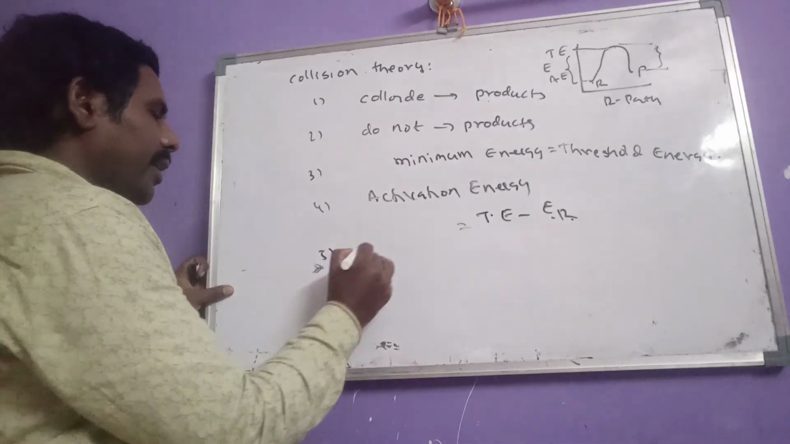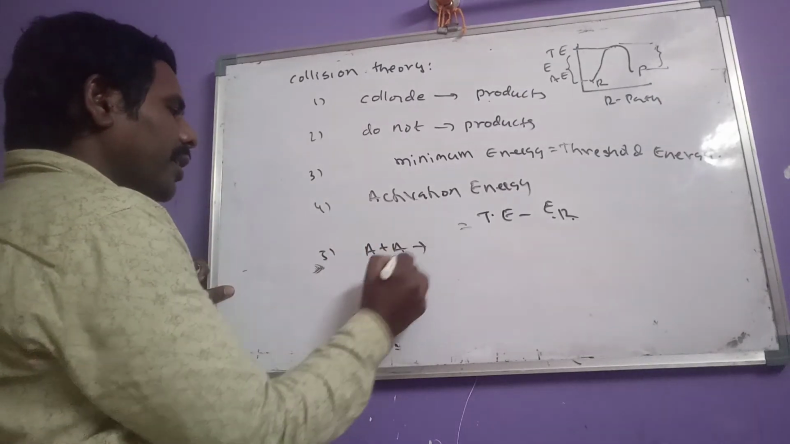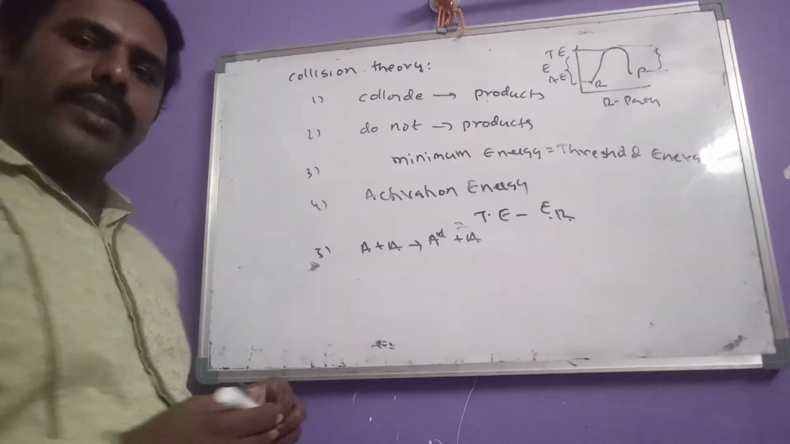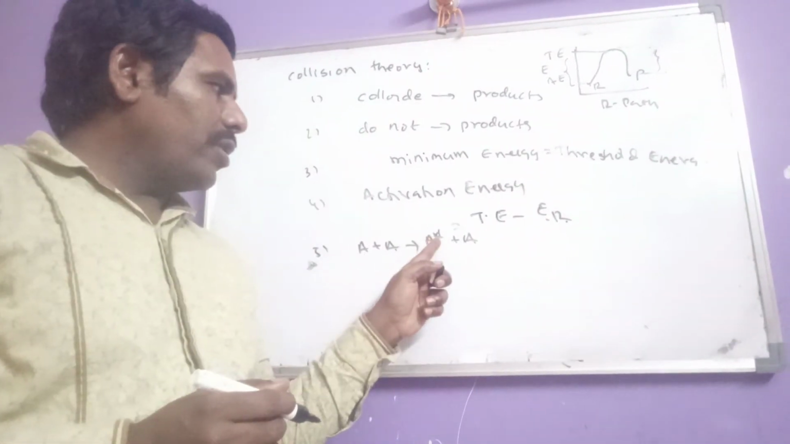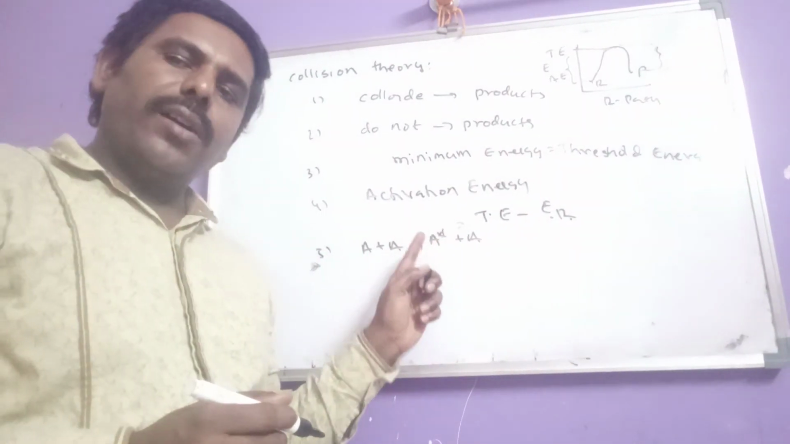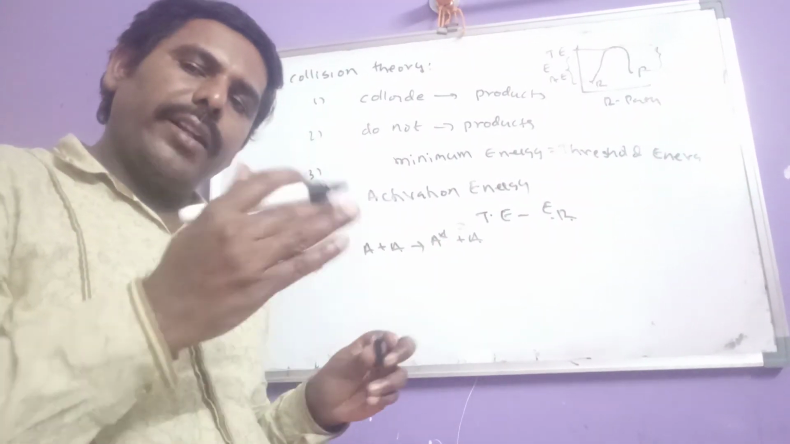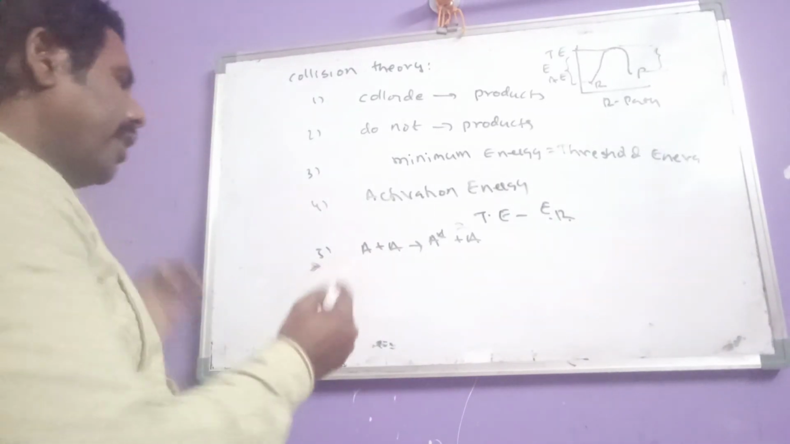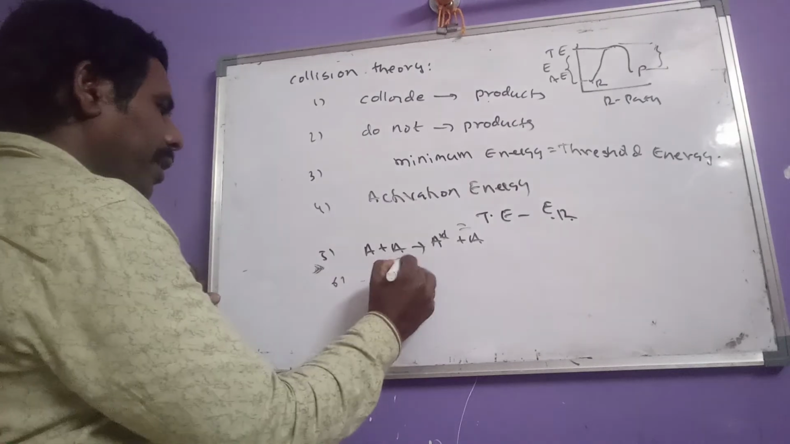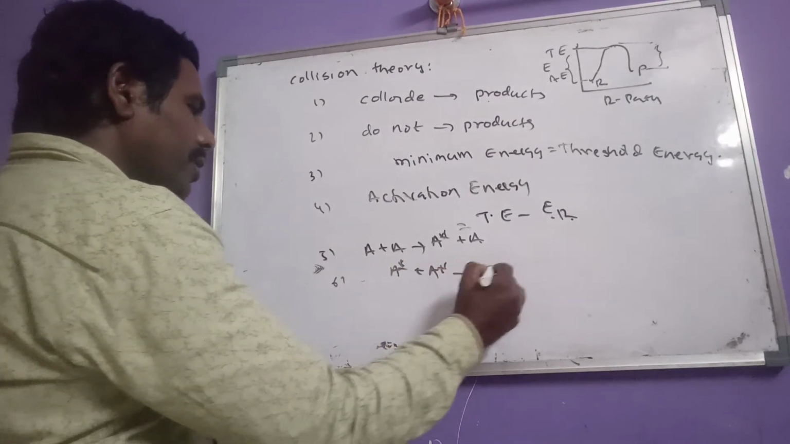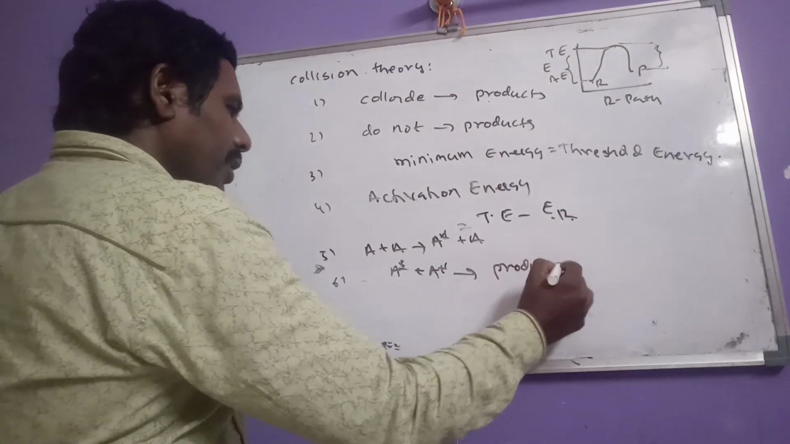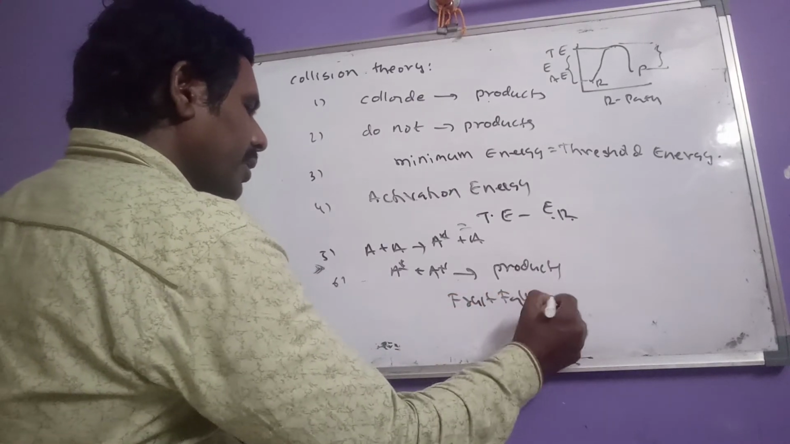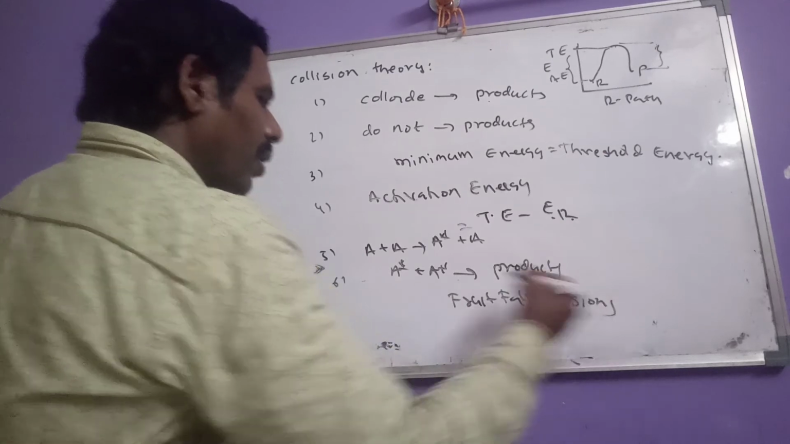Then when reactants collide with each other, some molecules lose energy and some molecules gain energy. The molecules which gain activation energy are called activated molecules. Now the collisions among activated molecules will give the products. These collisions are called fruitful collisions.